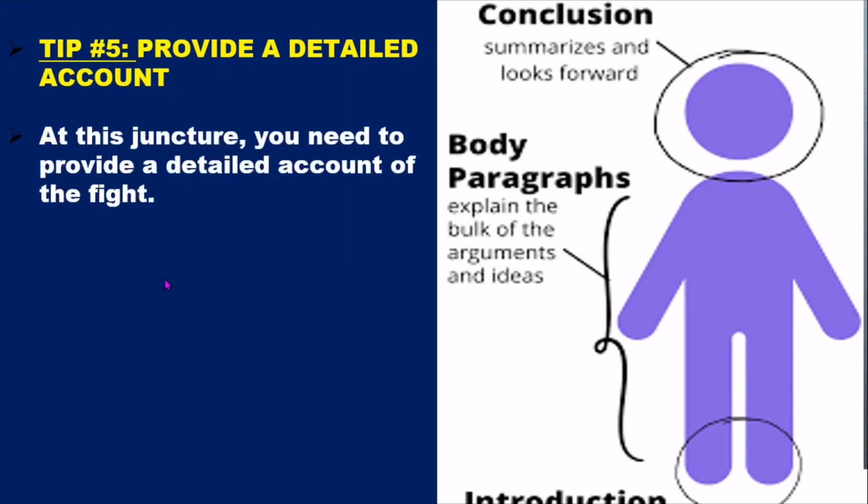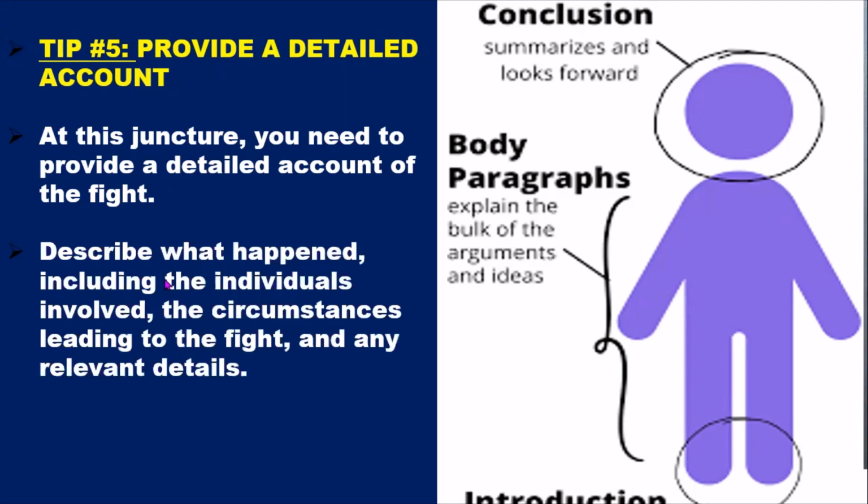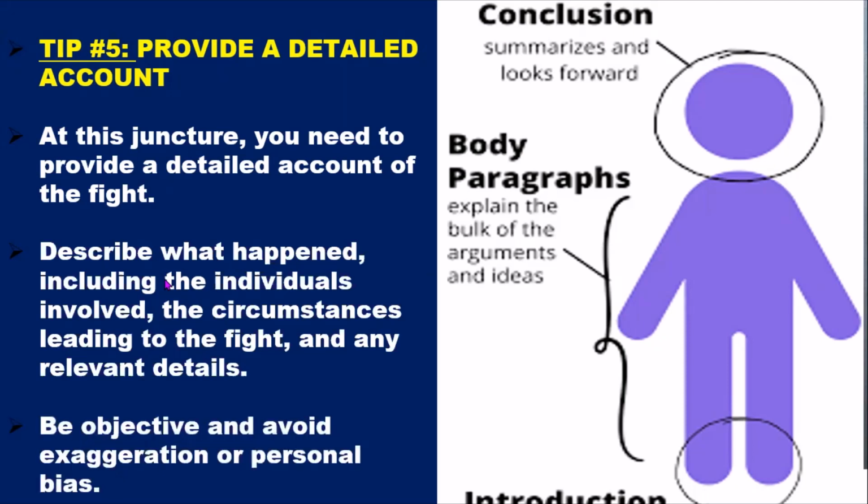At this juncture, you need to provide a detailed account of the fight because that's what the letter is all about. So you need to describe what happened, including the individuals involved, the circumstances leading to the fight, and any relevant details. And then you need to be objective and avoid exaggeration or personal bias, okay?